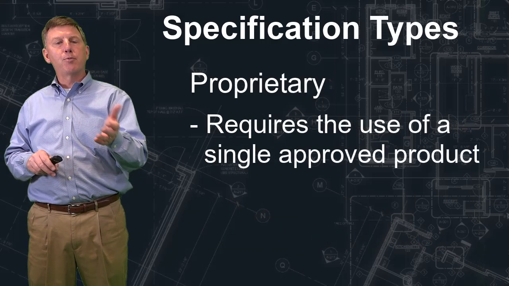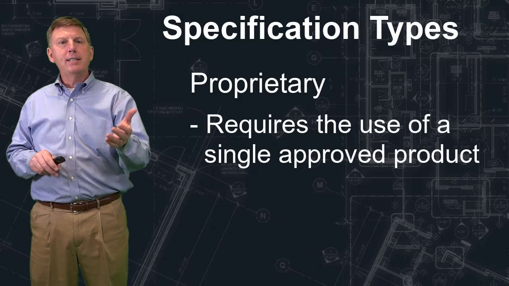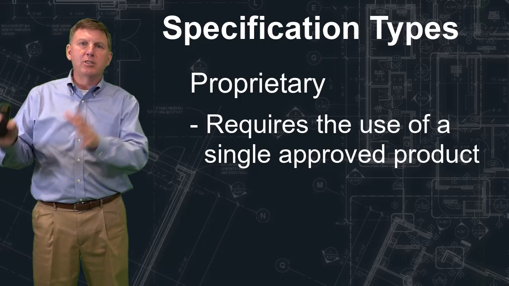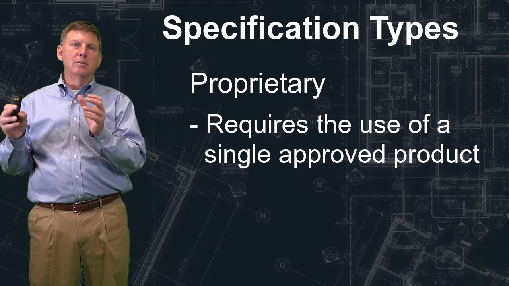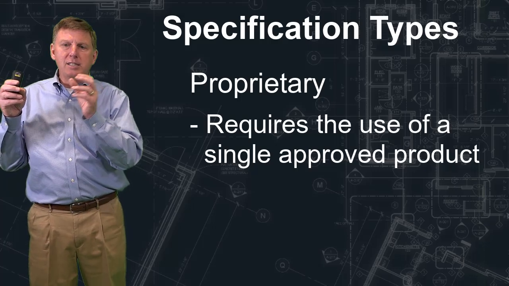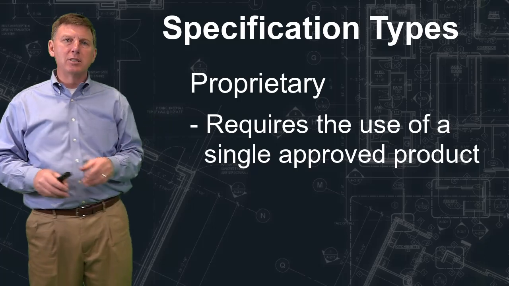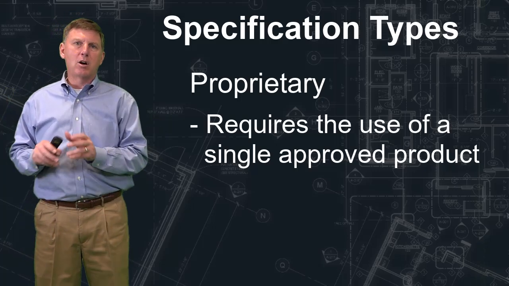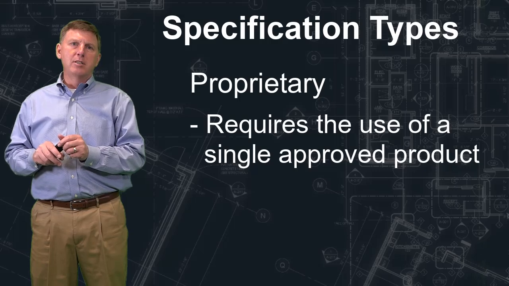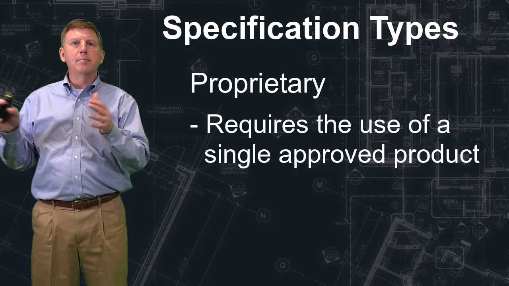And then the last, proprietary. Proprietary just means it's going to one manufacturer, right? It's telling exactly the HVAC unit you're going to use, exactly the manufacturer of the paint you're going to use, exactly the manufacturer of the carpet that you're going to use. So it's proprietary to the manufacturer.